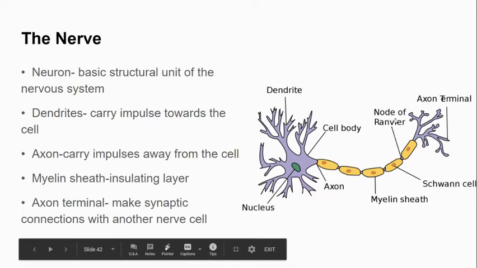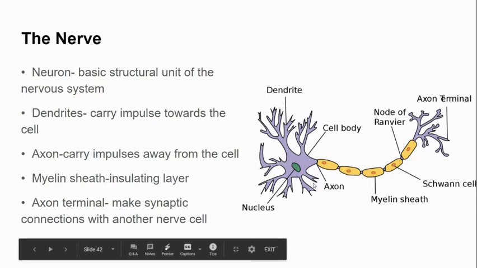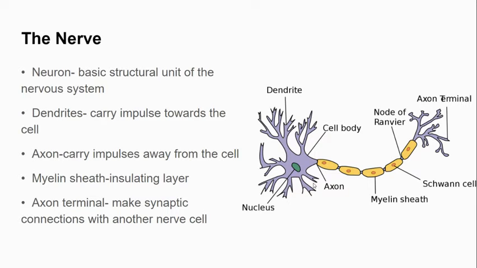So what does a nerve look like? A nerve consists of neurons, which is the basic structural unit of the nervous system. Each one of these structures communicates with the others to send down the information that it needs, the impulses.